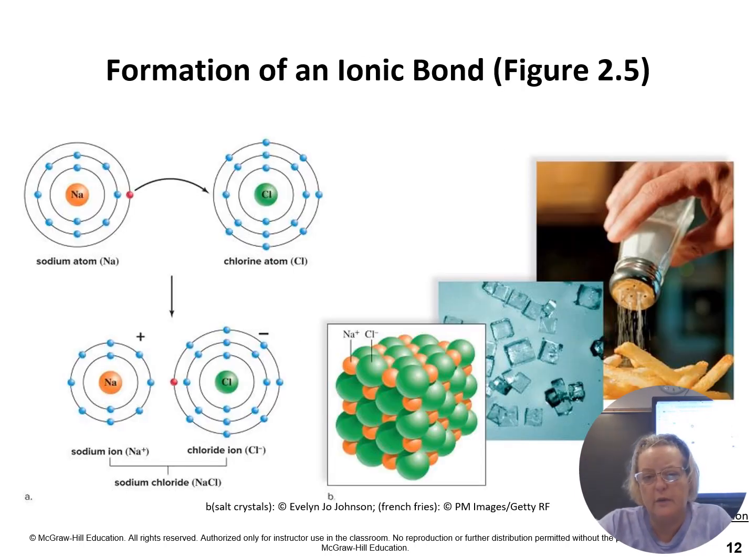This is the formation of an ionic bond. Sodium transfers an electron to chlorine. Sodium becomes positive, chlorine becomes negative. Positive and negative, electrostatic attraction, they come together.